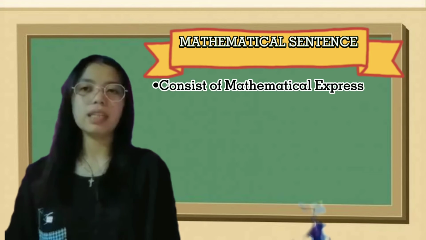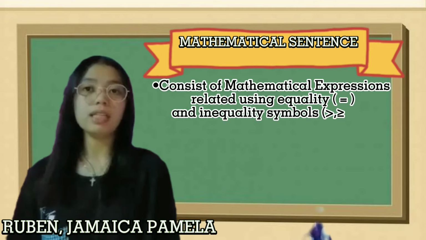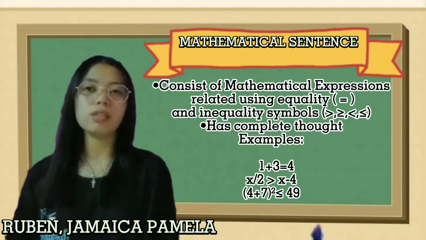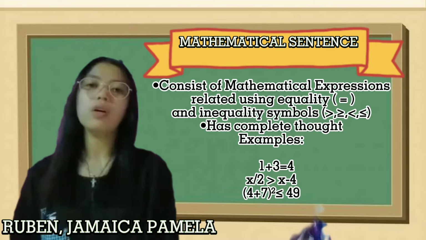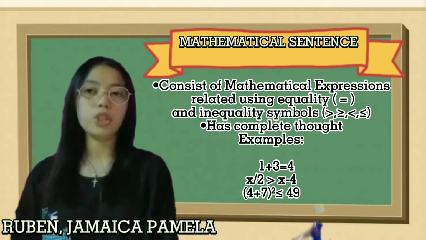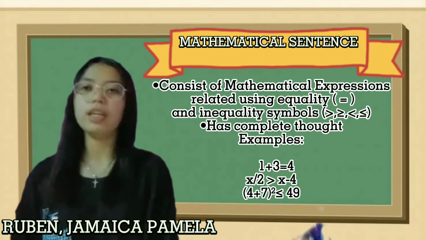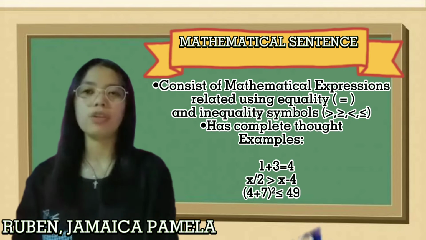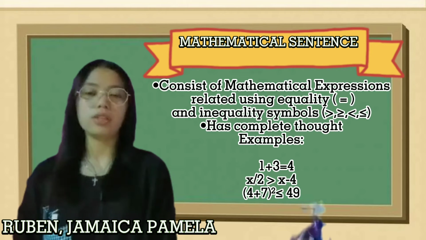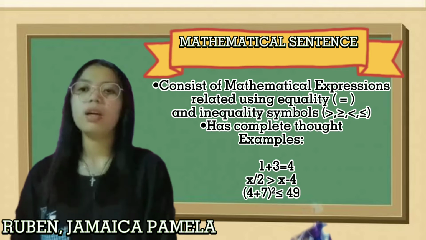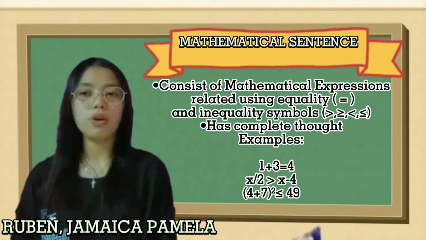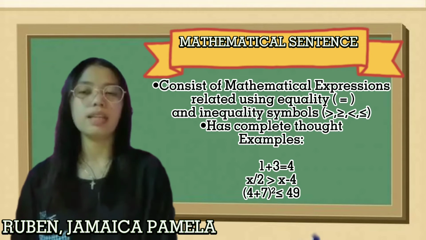As for a mathematical sentence, the explanation about mathematical expression was an incomplete thought. The mathematical sentence consists of different expressions. There are also operations, but there are additional symbols for equality or inequality, meaning there are two sides of an equation that are related to each other. So there is a complete thought. Our example is 1 plus 3 equals 4. Because we have already put equals 4, this thought is complete and it is also a mathematical sentence.